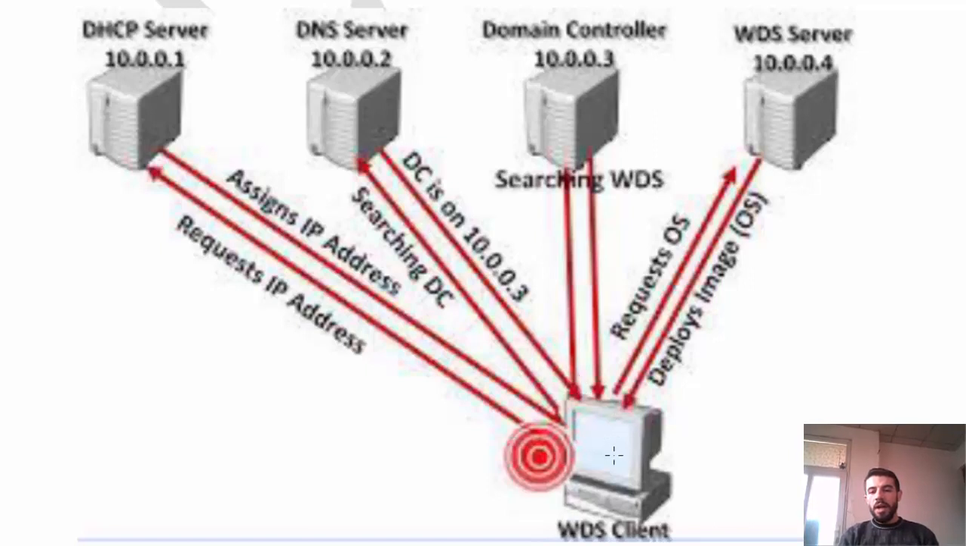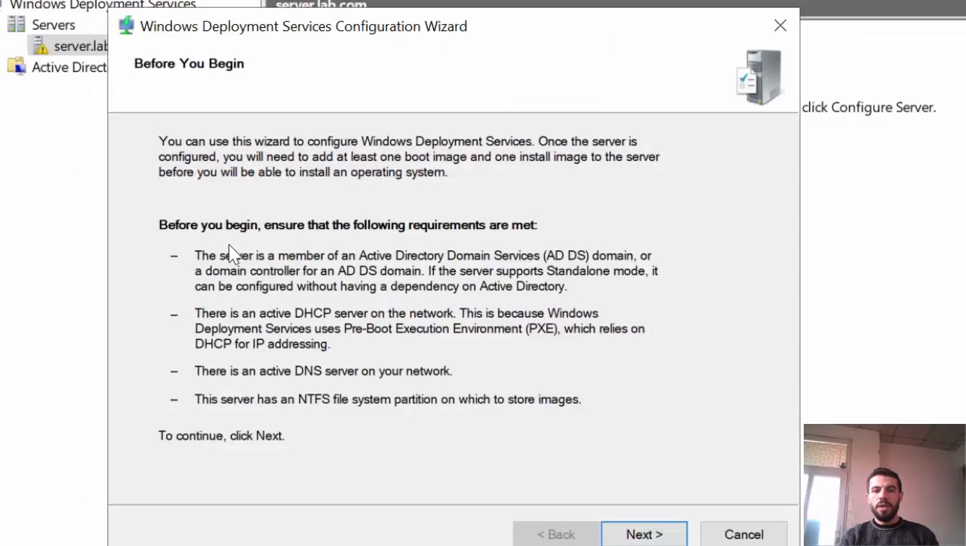We said DNS is the service locator. After that, the client searches for WDS inside the domain controller, so the WDS is a part, or a member, of the domain controller. Here the server is a member of Active Directory Domain Services. AD means Active Directory, and DS means Domain Services. Also, if the server supports standalone mode, that means I can separate WDS from the domain controller. Otherwise the active DHCP server on the network should have the domain controller.